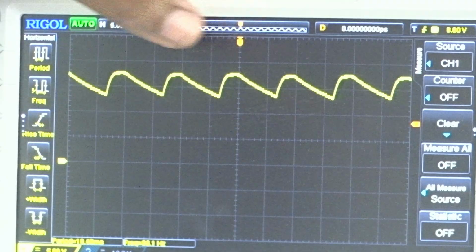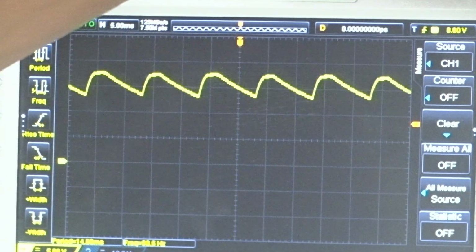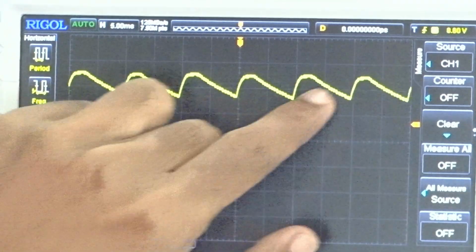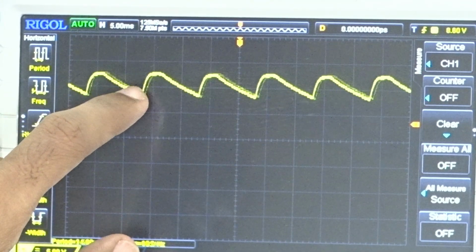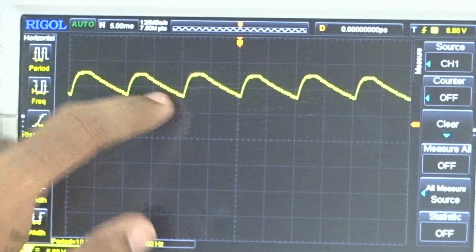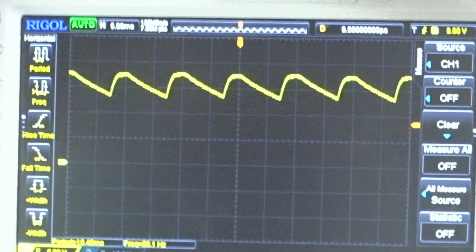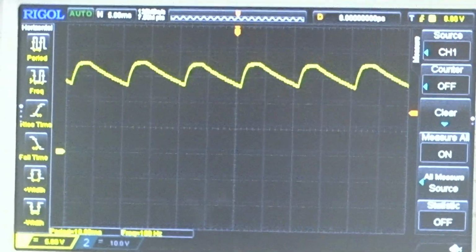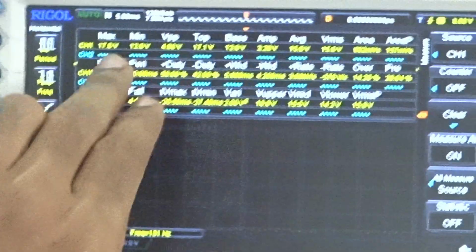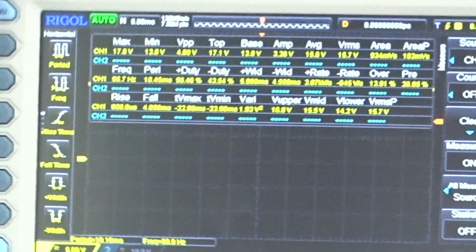So from this particular waveform, you can see there are small ripples here, and we need to measure the ripple voltage. So in order to measure the ripple voltage, click on the measure button, and since the measure all is off, make it on, and then as you can see here we have maximum voltage, minimum voltage, and V peak to peak voltage. So this V peak to peak voltage is nothing but the ripple voltage. So note down that value.